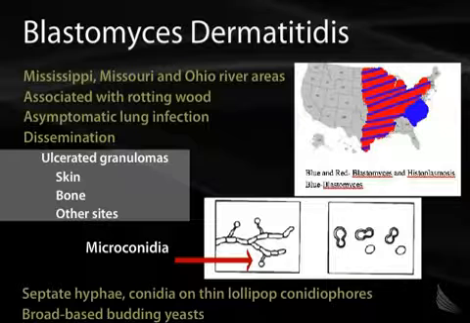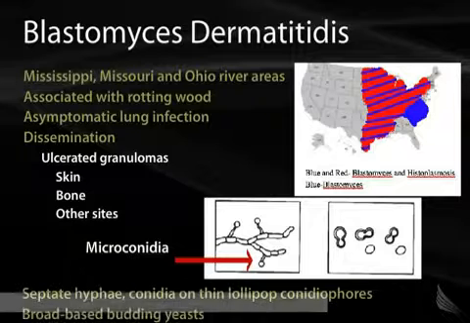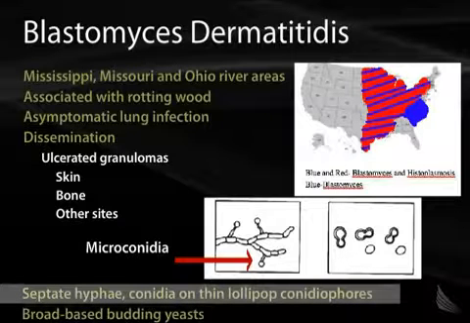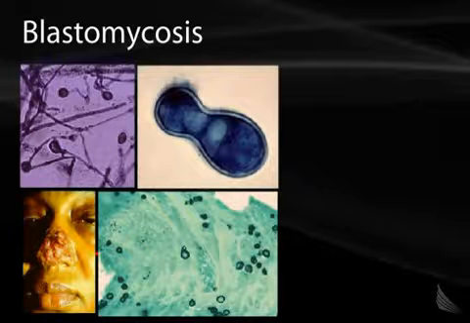Environmentally, blastomyces looks as this figure shows with microconidia. Once you see it in the body, though, you look for the broad budding yeast. You'll have septate hyphae, conidia, and thin lollipop conidiophores in the environment, but again, the broad-based budding yeast in the body. These are clinical pictures and microscopy showing the yeast form with the broad-based budding, and also you can see the destructive lesions on this gentleman's nose.